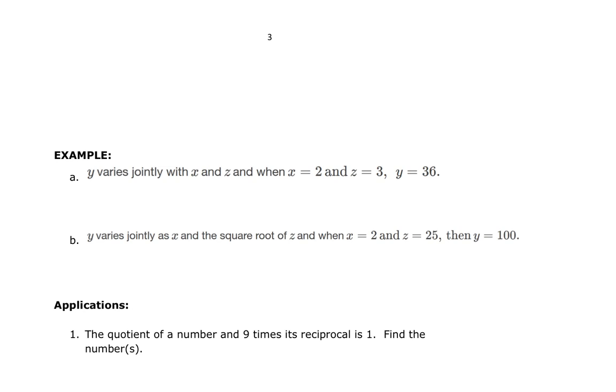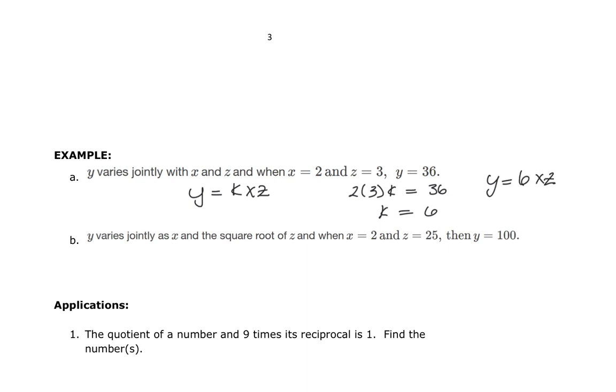Y varies jointly with x and z. So y is equal to k times x times z. X doesn't have any power and z doesn't have a power, so we're assuming that they're 1. So when x is 2 and z is 3, it's going to be multiplied by k. This will equal 36. So k will end up becoming 6. So my equation is y is equal to 6xz.